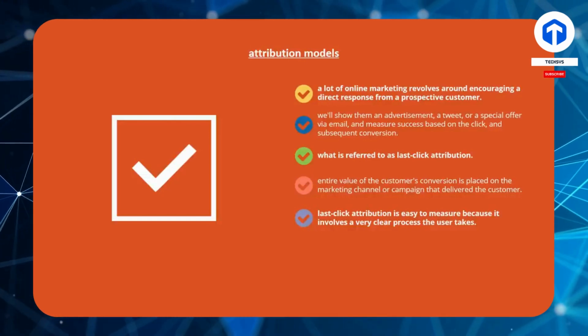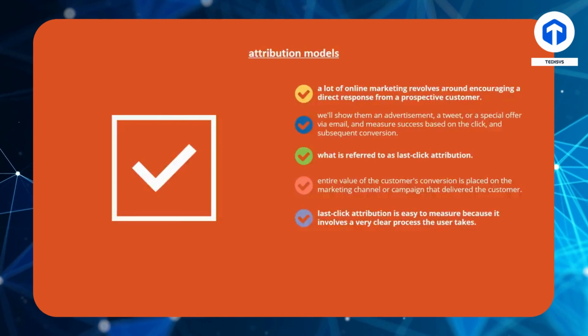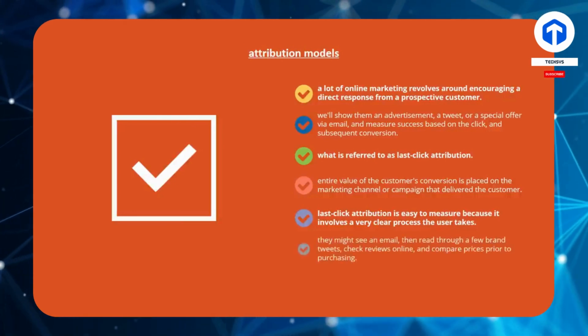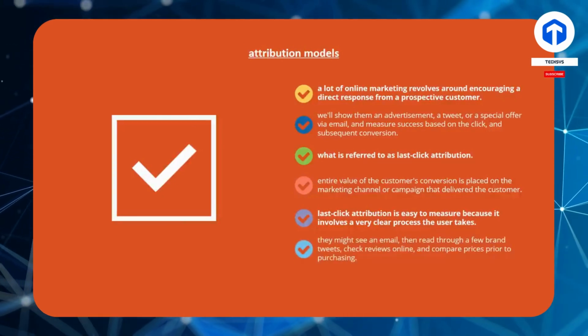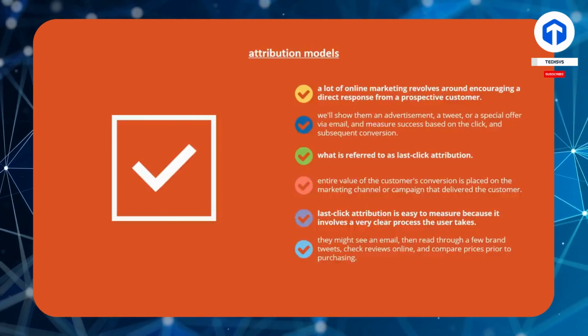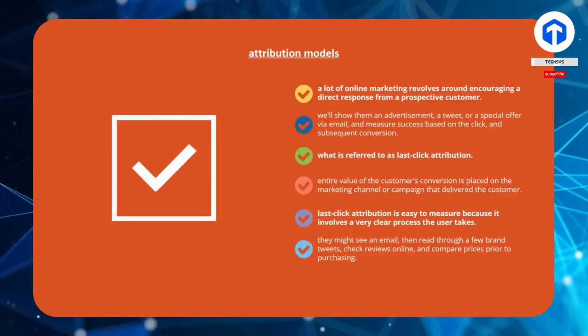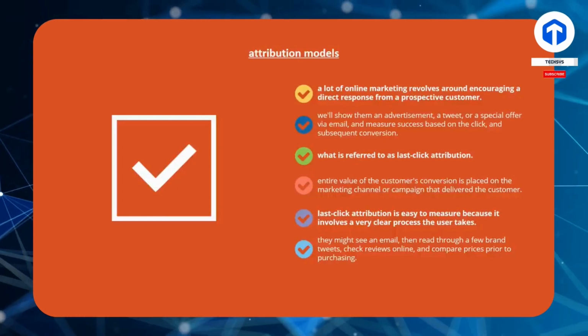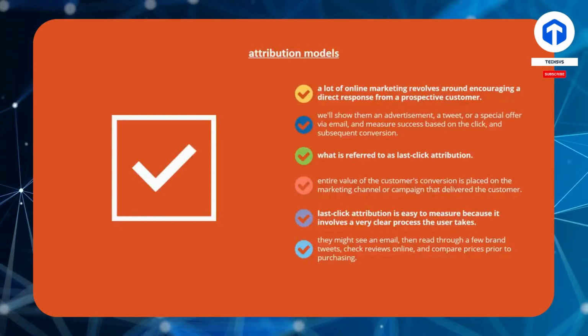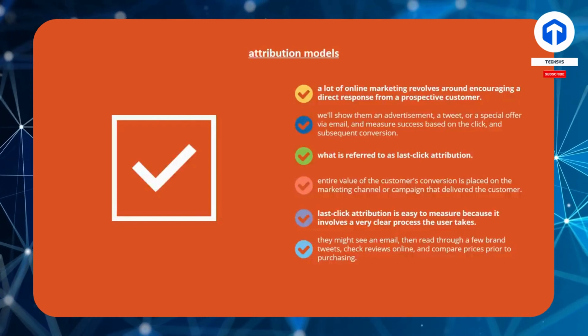However, this is a really flawed method. We know that customers take a much larger journey. They might see an email, then read through a few brand tweets, check reviews online, and compare prices prior to purchasing. Add offline influences and second screen interactions on mobile or tablet devices, and you can see how attributing all the value to a single source isn't going to cover it.